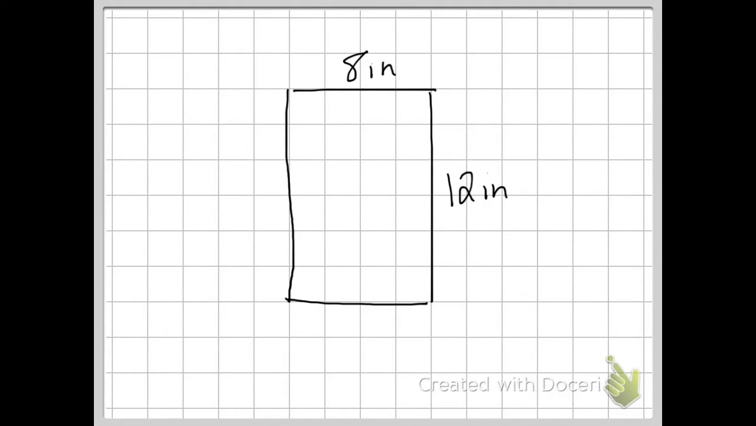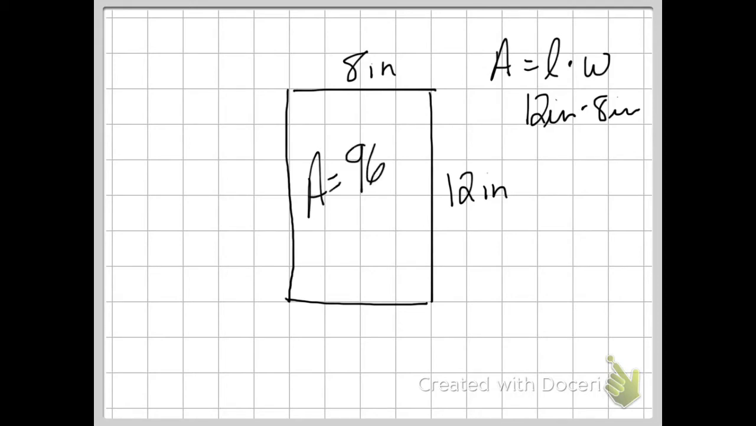Well, again, the area of a rectangle is always the length times the width. The length is the longer of the two sides that are labeled, so that would be 12 inches times 8 inches. Alright, so 8 inches times 12 inches is 96, so the area equals 96, but they're not just any inches, they're inches square.